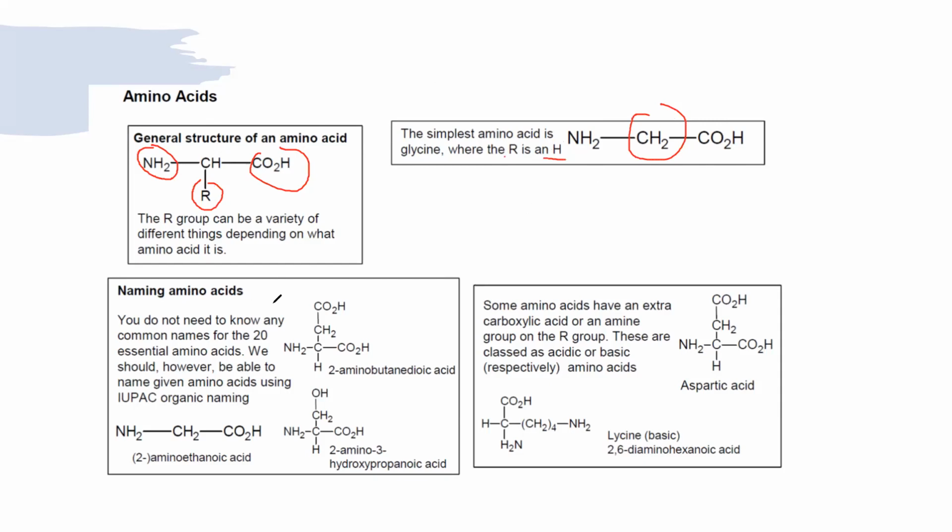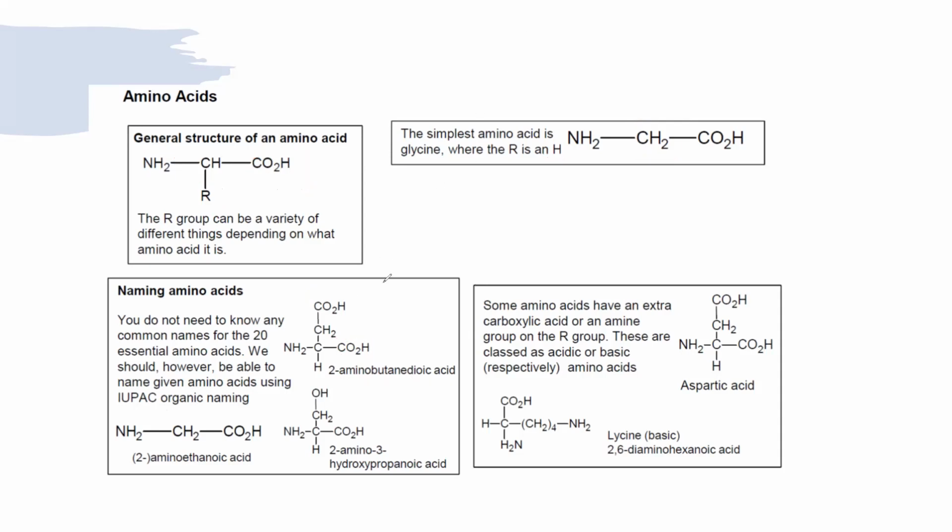How to name these amino acids? You don't have to learn the actual name. We will use the standard IUPAC system to name these. So this one is 2-amino butane dioic acid. What is the reason for that? There is C double bonded with O and OH at both ends.